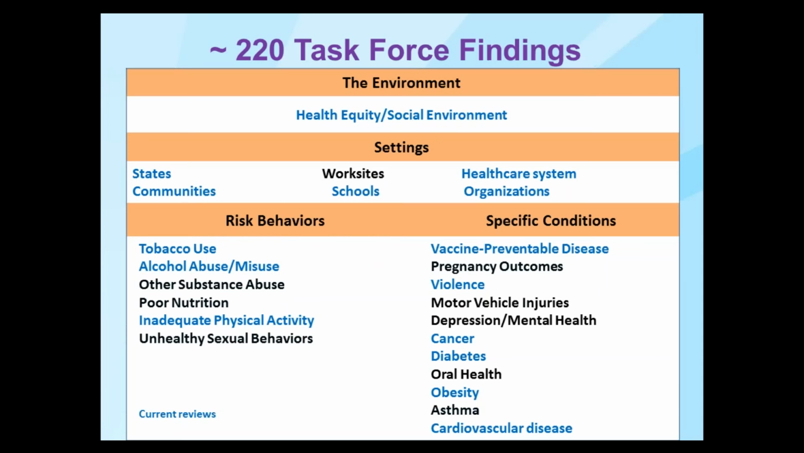Next slide, please. So the task force works in all of these areas, and so far it has approximately 220 findings. And this slide shows the number of conditions that the task force has worked in, the different risk behaviors that they have looked at effective interventions for, various settings, and all of those in blue are where we are currently doing reviews. Next slide, please.